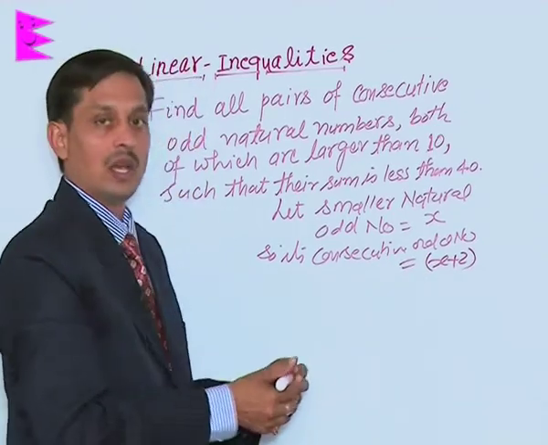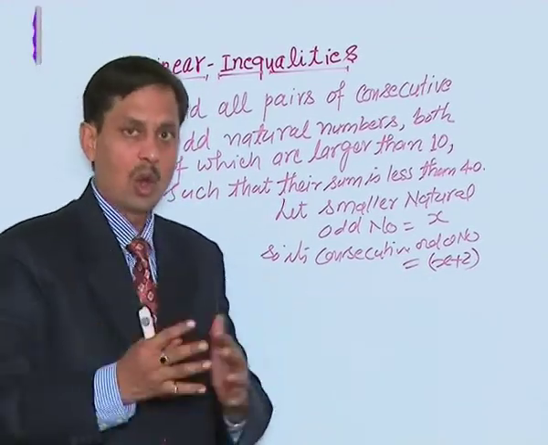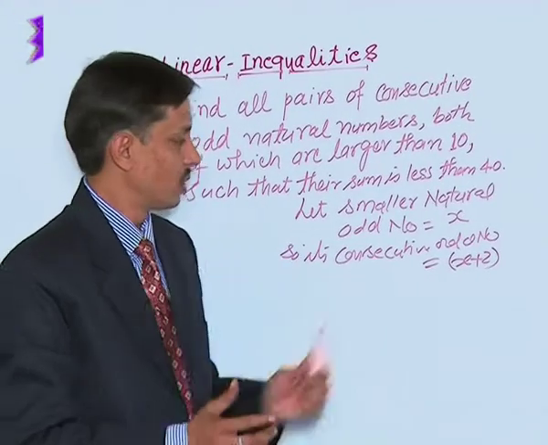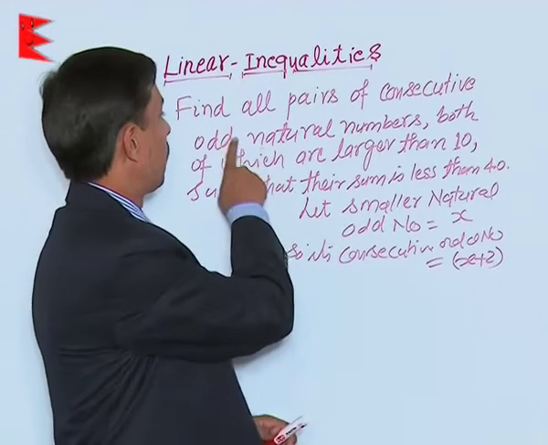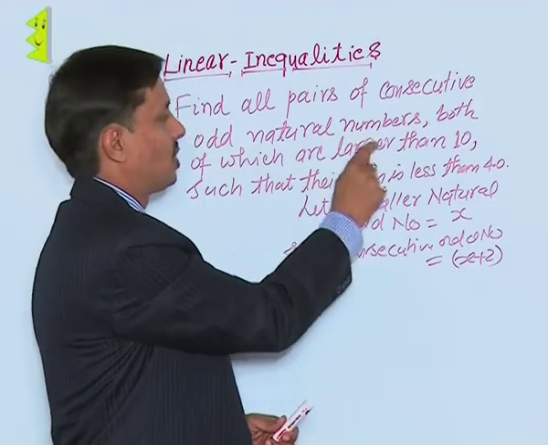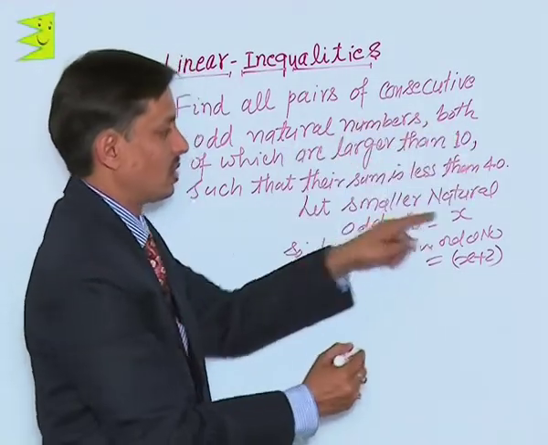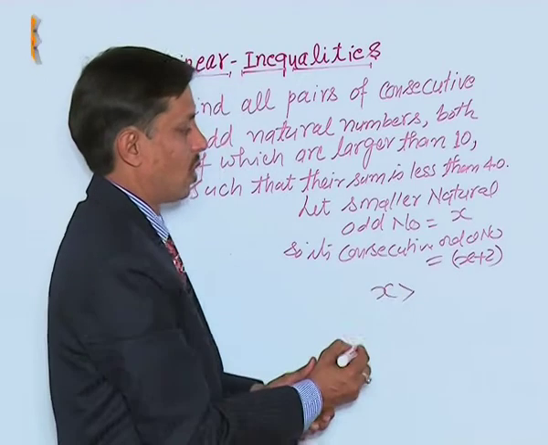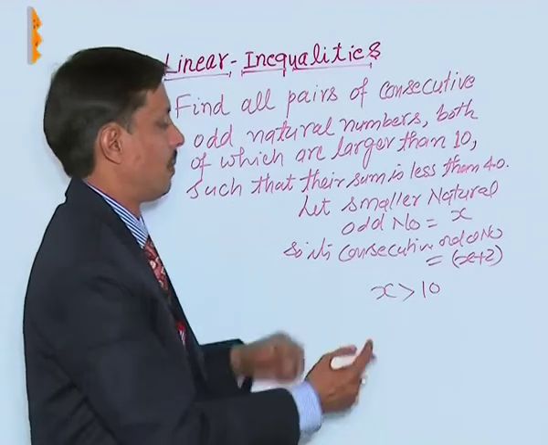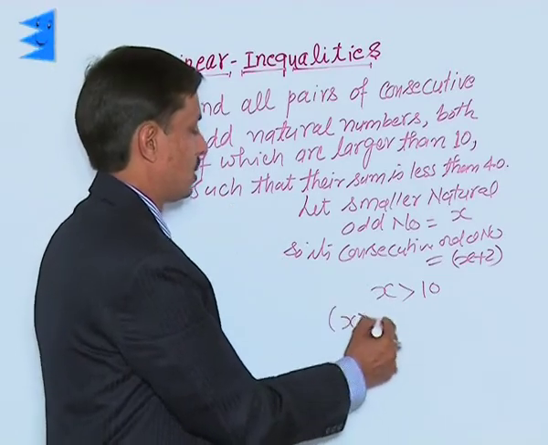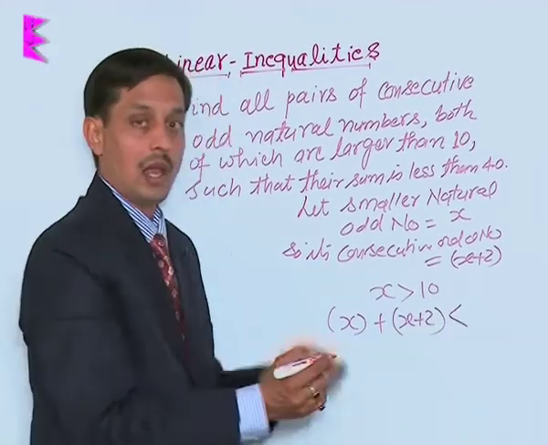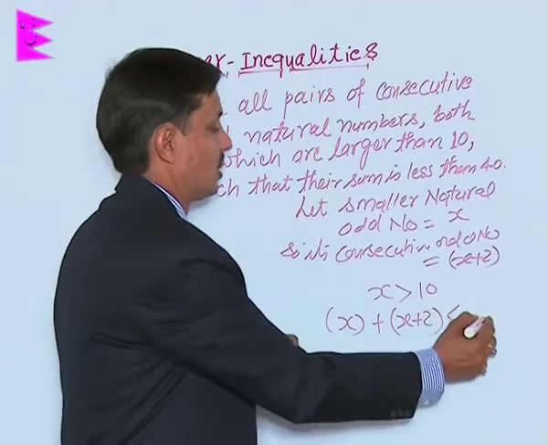As you know, consecutive odd naturals come at a gap of 2: x, x plus 2, then x plus 4. But it is given that both of the consecutive odd natural numbers are greater than 10. It means that even the smaller odd number is more than 10. That is the first condition. And their sum, the first number is x and the second one is x plus 2, their sum is less than what? It is less than 40.